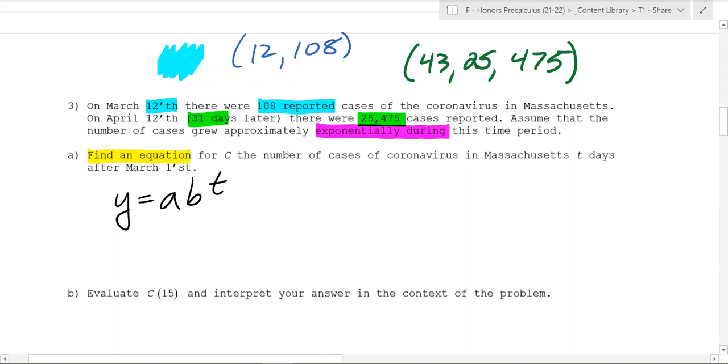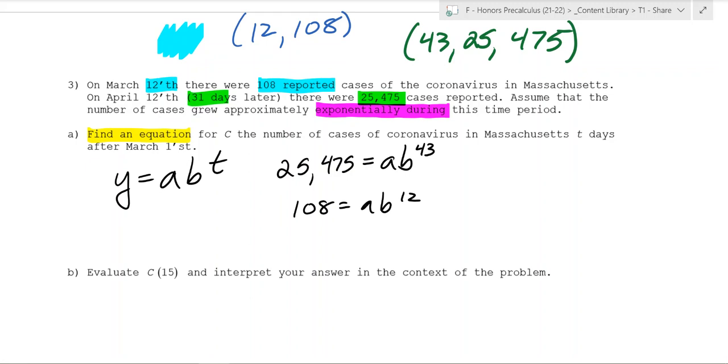But we need to find a and b in order to figure out what the equation is. There are 2 unknowns here, a and b, and we have 2 points. How do we do this? Well, we set up 2 equations and solve, like so. All I've done here is plug in the 2 points and create 2 equations.